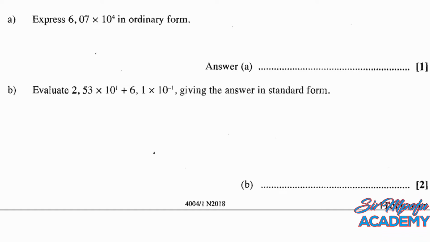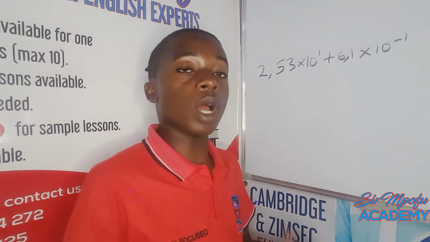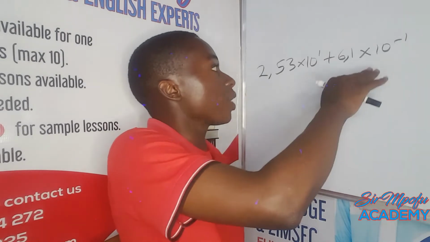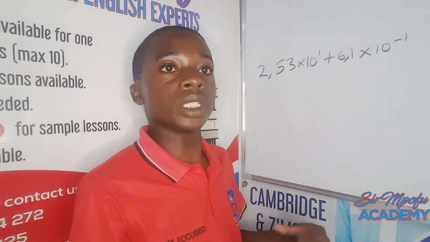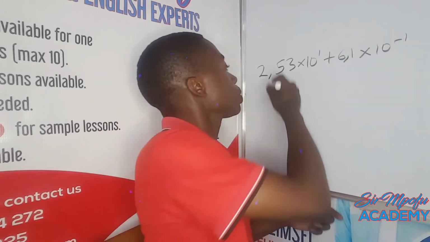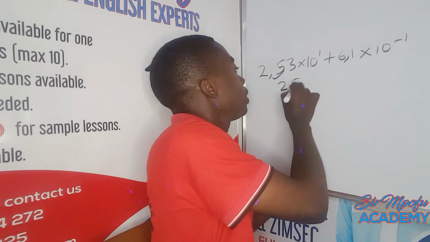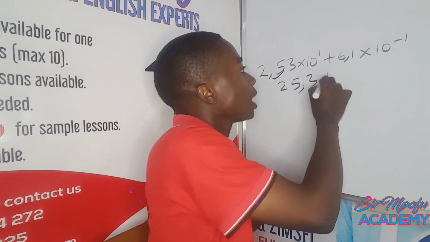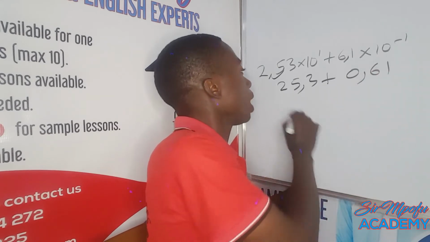Evaluate 2,53 times 10 to the power 1 plus 6,1 times 10 to the power negative 1, giving the answer in standard form. This is very simple and straightforward. What you only need to do is to change them to ordinal form first, then you add, and then we change our answer back to standard form. So if you change this to ordinal form, that would be 25,3 plus this to ordinal form, that's 0,61.